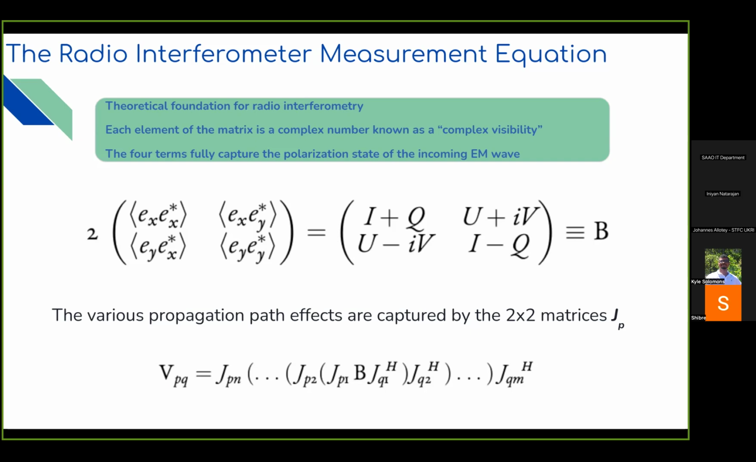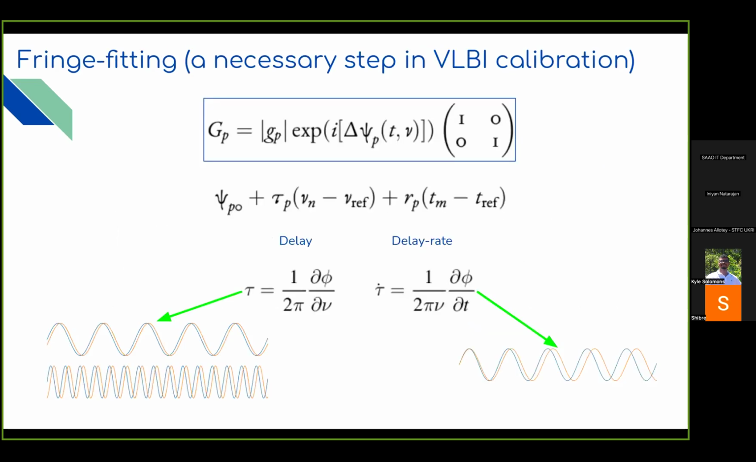So you can make a series of 2x2 matrices called Jones matrices, which encapsulate all the propagation path effects that I've described so far. The main difference between calibrating the observations of a connected element interferometer and a VLBI experiment is a process called fringe fitting. And this is a necessary step in VLBI calibration.